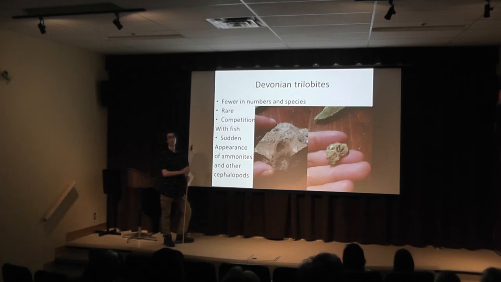During this time, there were also trilobites, but there were fewer in numbers and species due to competition with the newly appeared fish, which slowly would take their place in the food chain, as well as the appearance of ammonites, which are a type of squid that lived in a spiral shell, and cephalopods, which used trilobites as their main food source.